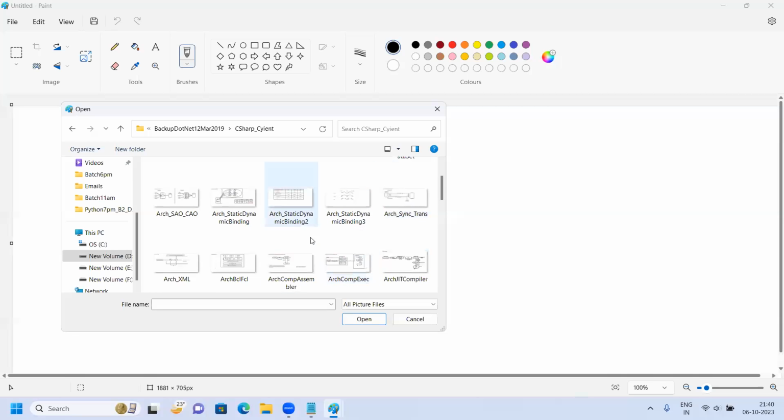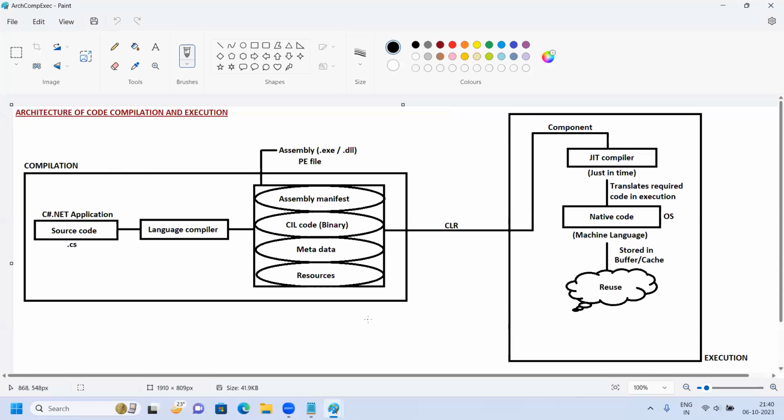The architecture of compilation and execution. Last class, this part I covered. So .NET code, language compiler, assembly manifest, CIL code, metadata, resources. Then this assembly is given to CLR. CLR will give the code to the JIT compiler. JIT compiler translates the required code and stores it as native code. That native code is buffered. Yesterday, I wrote all that in Notepad to come up with this picture. Compilation and execution.